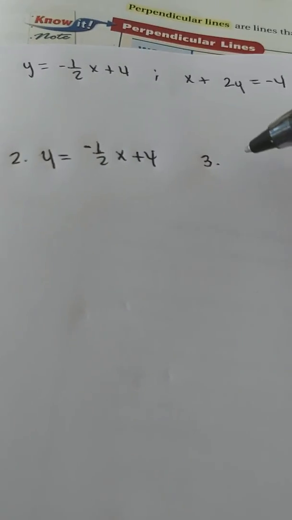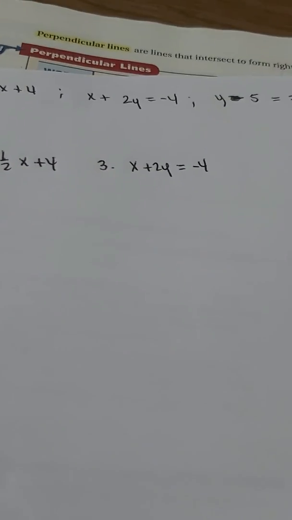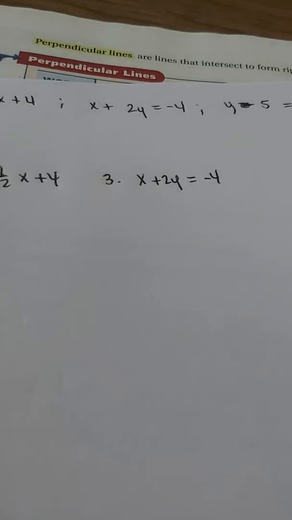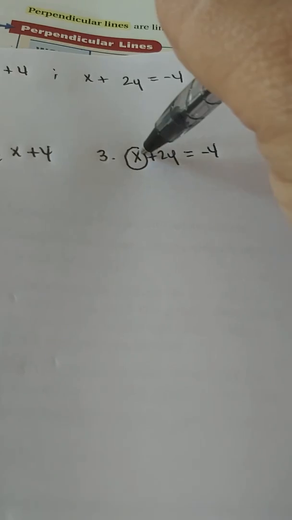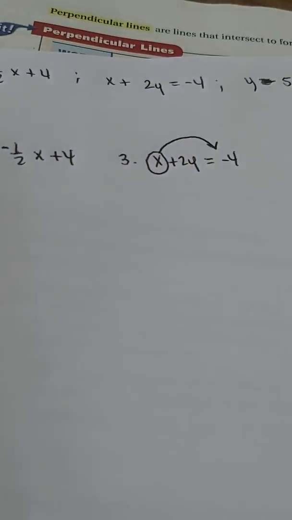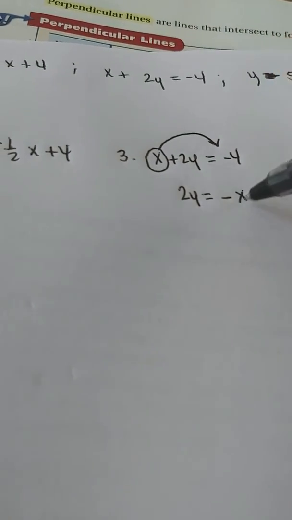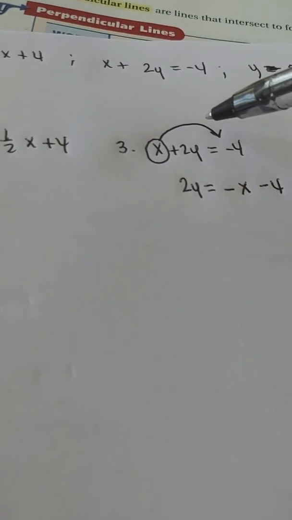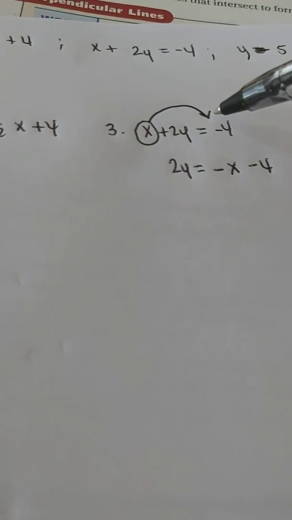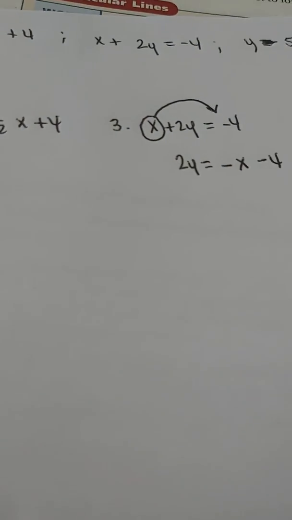The third equation, x plus 2y equals -4. How do we write this in slope-intercept form? Let's solve this equation for y, so let's leave y by itself. X, we move to the other side of the equal sign. Now we have 2y equals -x minus 4. Why negative? Here on this side x was positive, so whenever you move anything to the other side of the equal sign, you do the opposite. The opposite of positive x is -x.